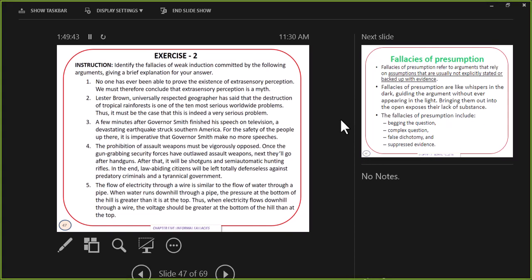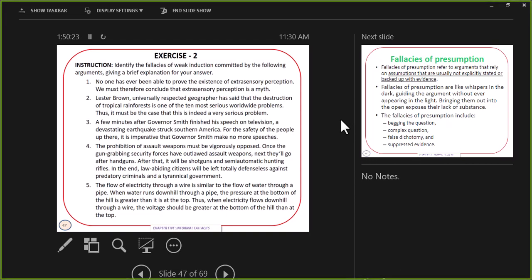The prohibition of assault weapons after... Kebrom, your name is? Stand up, please. The prohibition of... tyrannical government. Very good. Nice reading.